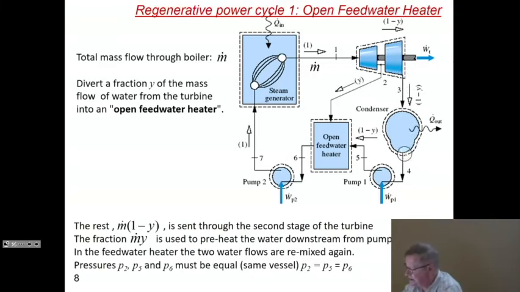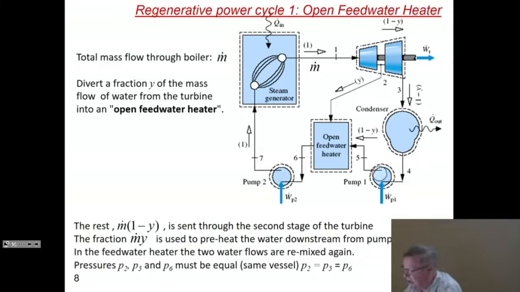This is treated like usual, goes through the condenser and goes through the first pump, and comes here into what is essentially a mixing chamber. It's called an open feed water heater, where the y and 1 minus y flows join each other, so that now you have the full flow, the full unity m dot flow, going out at point number 6, going to a second pump, and is sent to the steam generator.